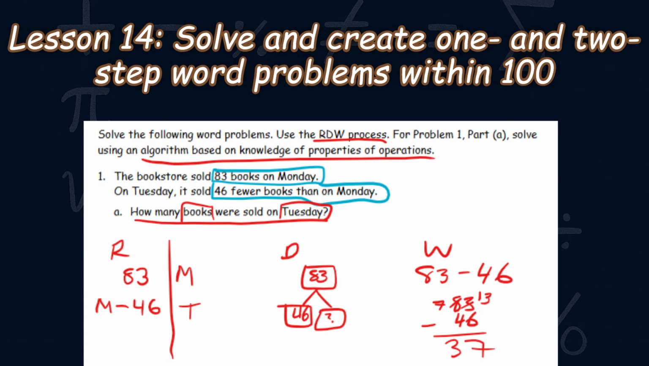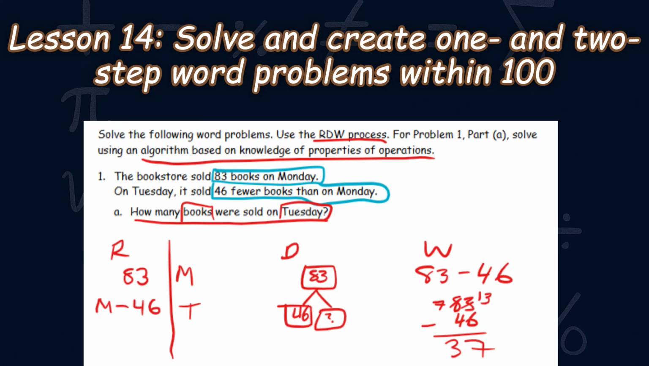Here in the read portion you can see that we labeled that 83 books were sold on Monday, and that Tuesday equals whatever Monday had, which in this case would be 83, is 46 fewer than Monday. So how can we represent that with the drawing? We can use a number bond. 83 books is the total amount that we had on Monday. That is how many were sold on Monday.